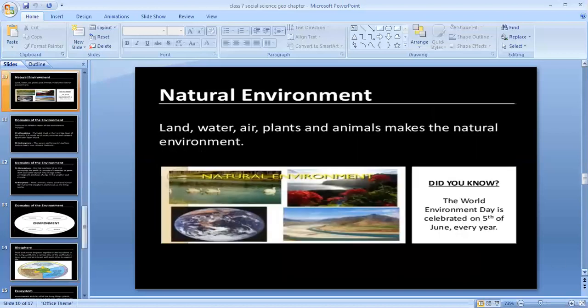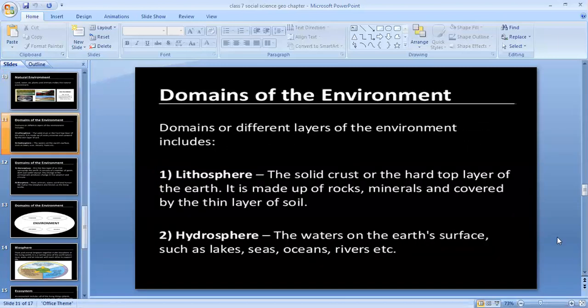Natural environment we have already discussed. Now you can read from this. And one more thing, World Environment Day is celebrated on 5th of June every year. Domains of the environment: it is classified into four parts.